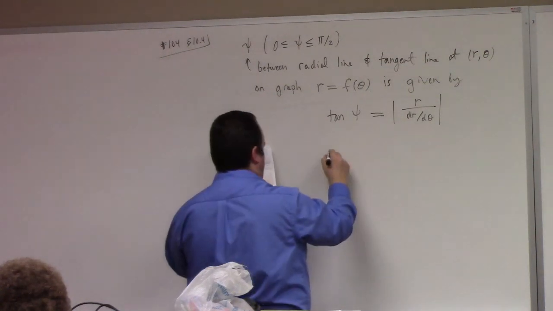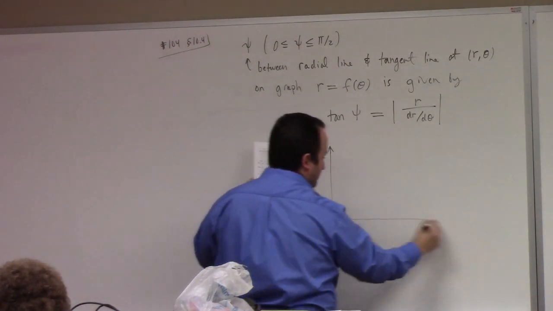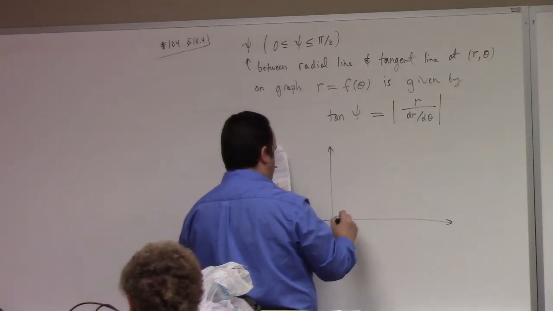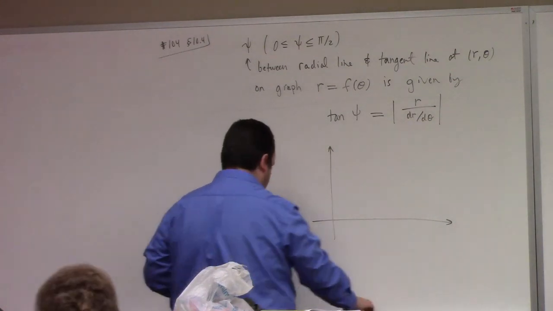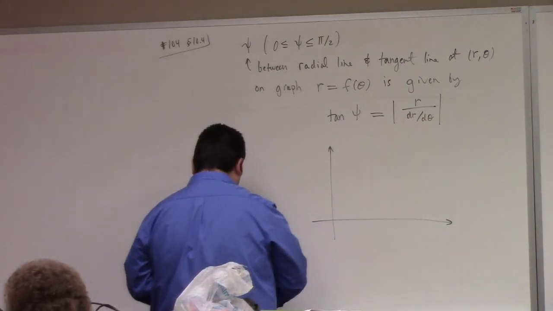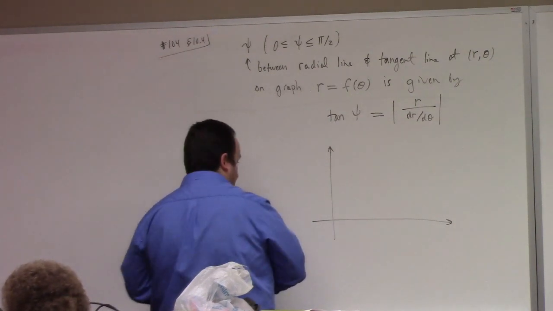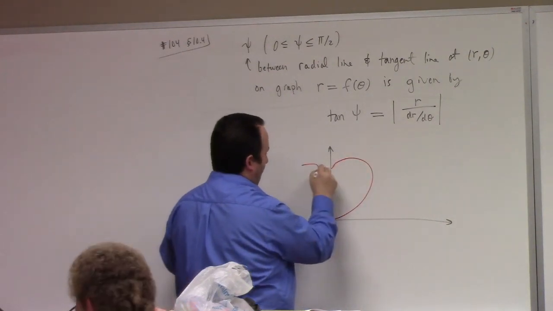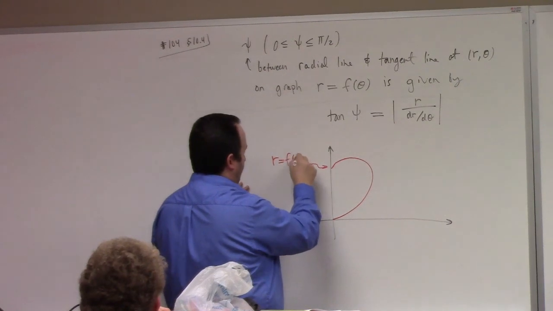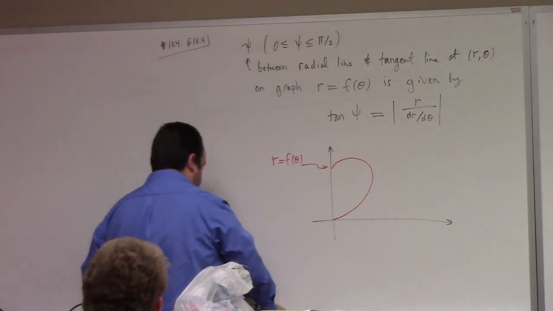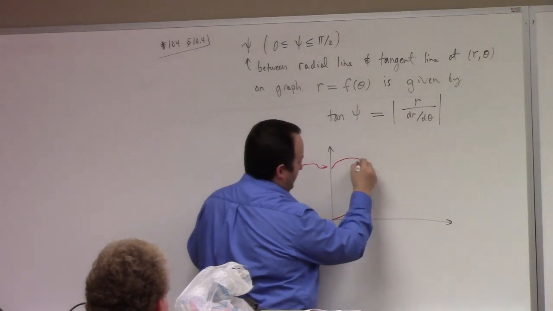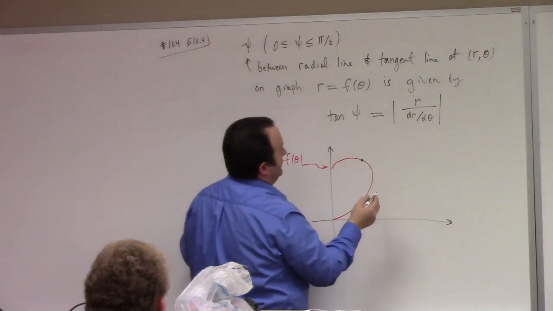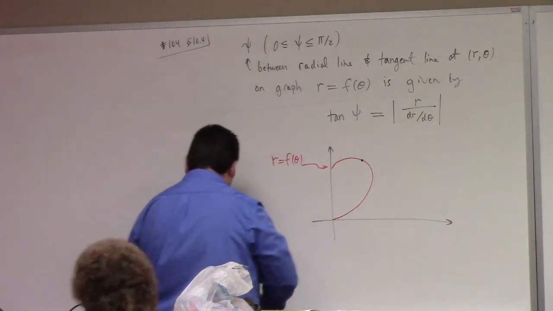Okay, so here's a picture. Here's our function. This is r equals f of theta, all right? And he's picking a point, like let's say here, right? And so there are two things you can look at there. There's the tangent line, right?